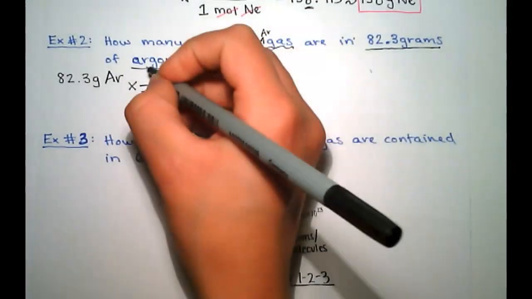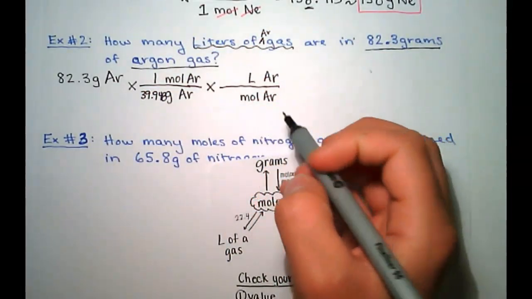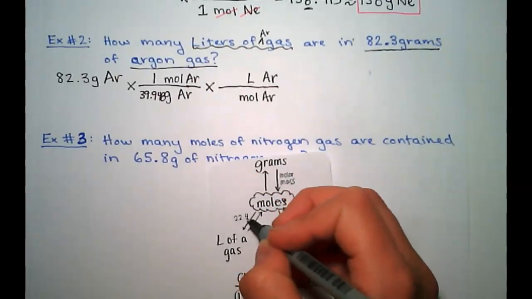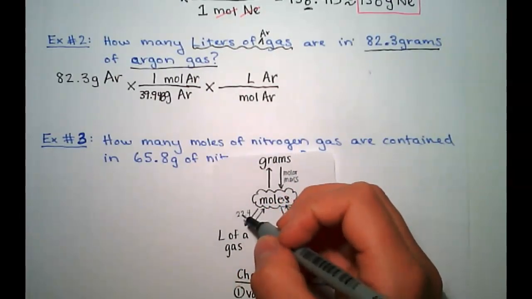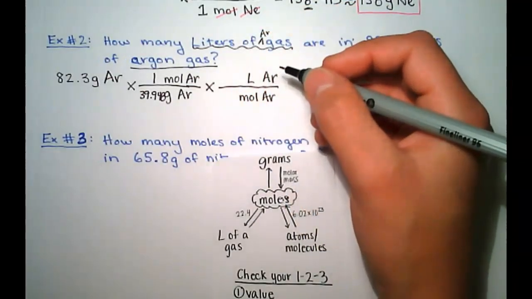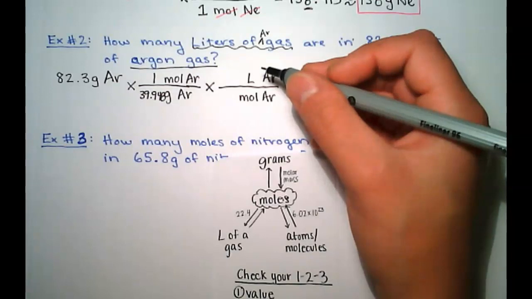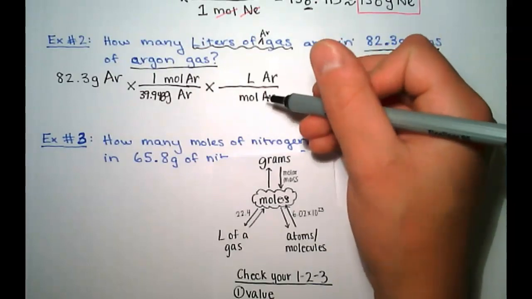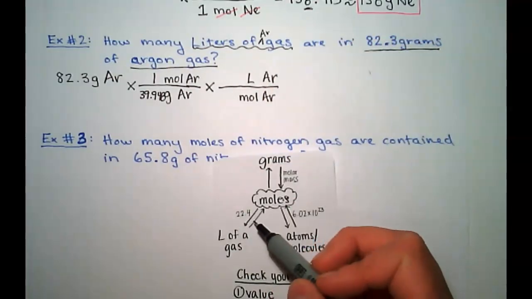39.948 grams of argon per 1 mole of argon. And then here I need to use this value 22.4. 22.4 is the molar volume of a gas, and it is only used for things that are gases. So 22.4 liters of a gas is equal to 1 mole. There are some scenarios where this isn't necessarily true. This is true of something called ideal gases, but we'll talk more about gases later. Just know for now that 1 mole of any ideal gas is equal to 22.4 liters.